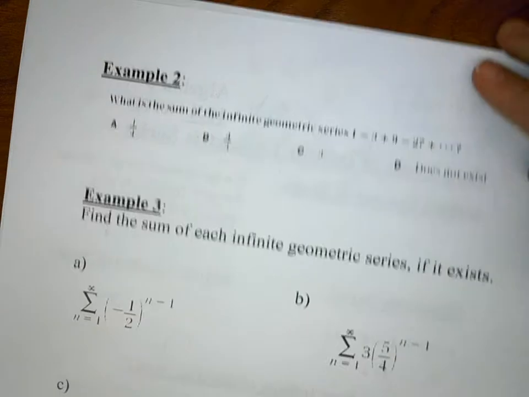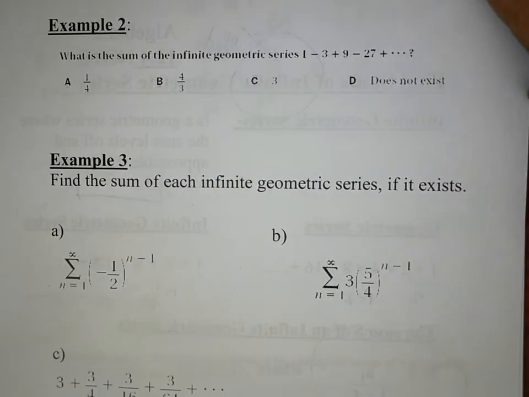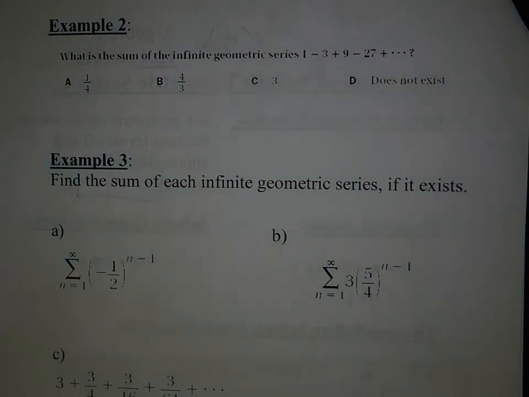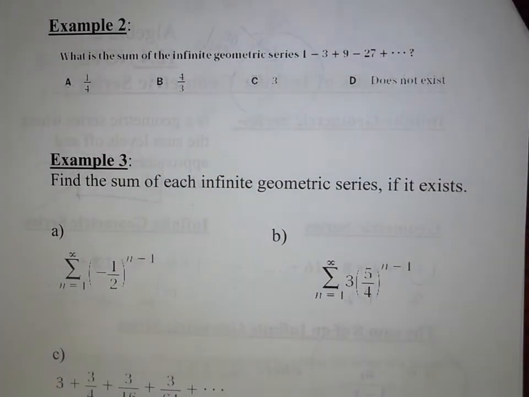So, example 2, it says, what is the sum of the infinite geometric series that they have right here? Before you can decide if the sum even exists, the first thing you always have to do is what? Check for the ratio. Depending on the ratio will depend on if it exists or not, right? It does not exist because it's multiplying by 3. So, we're going to give everyone a chance to try this out. First thing, find your ratio. How do you find your ratio?